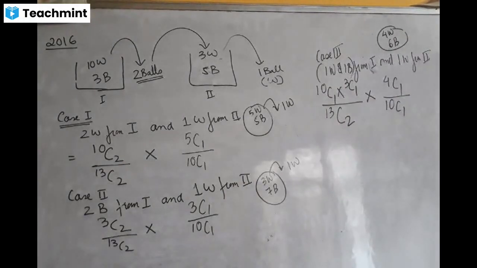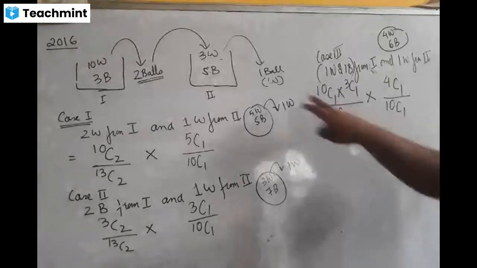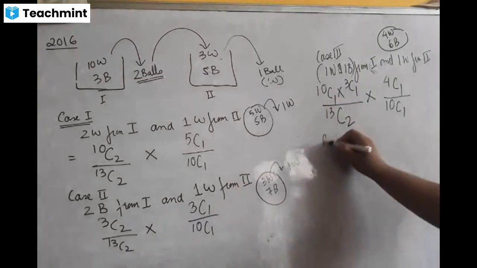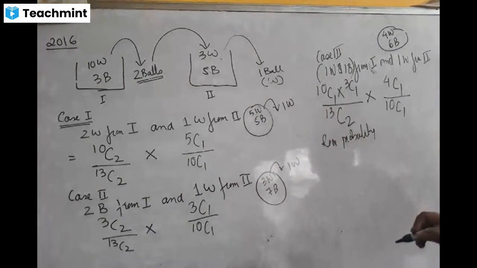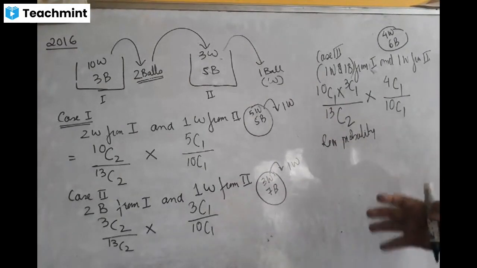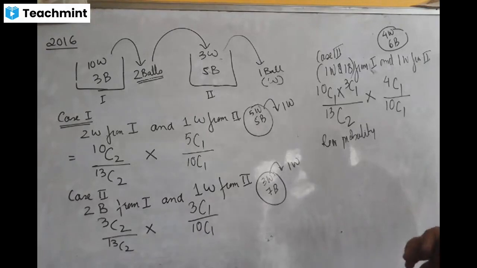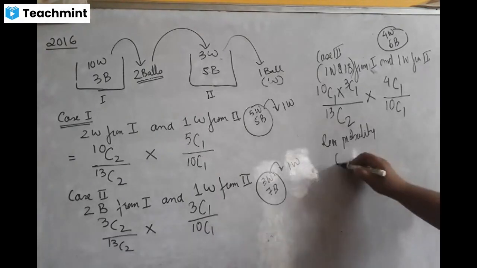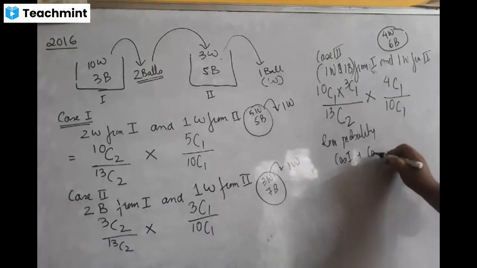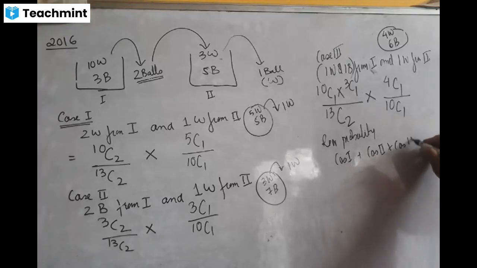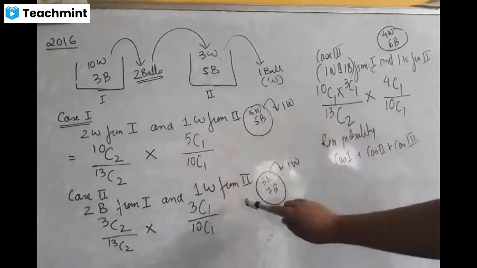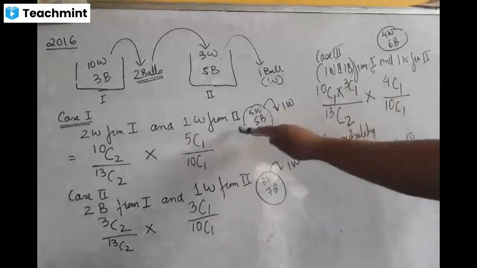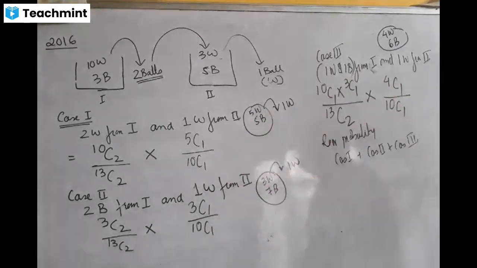So what is the last answer? Because all these three cases will give us a white ball at the end. So the required probability is going to be, I've been telling you again and again, if anything happens together at the same time, then there's a multiplication sign. If it happens one after the other, then you add. So required probability is going to be case 1 plus case 2 plus case 3. Why plus? Because all these three don't happen together. If this happens, this and this will not. If this happens, this and this will not. And if this happens, this and this will not. So either this or this or this, which means plus.